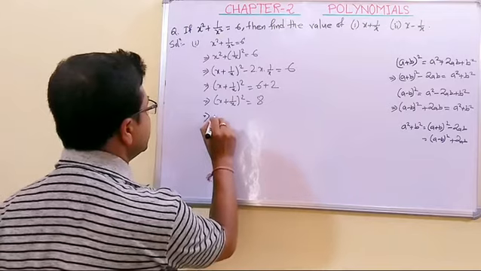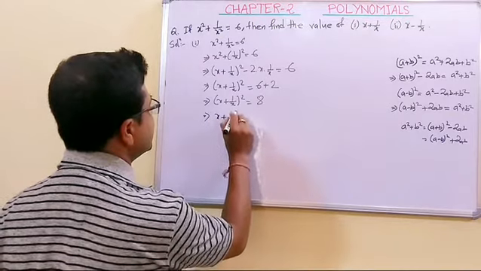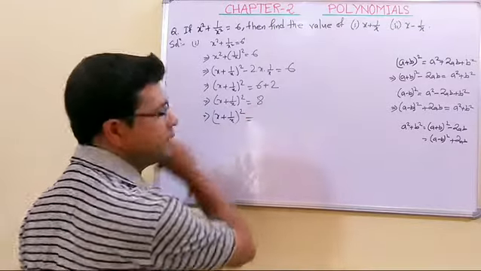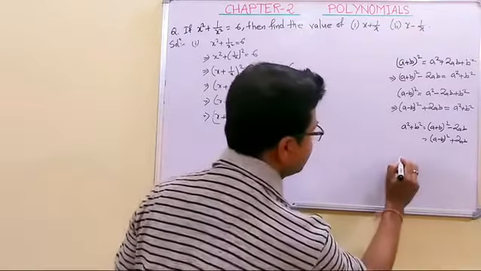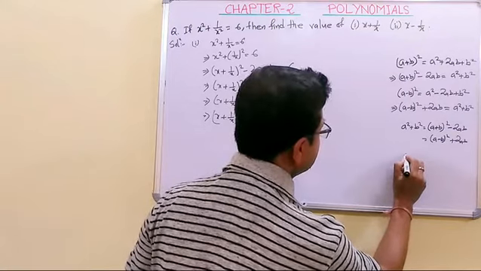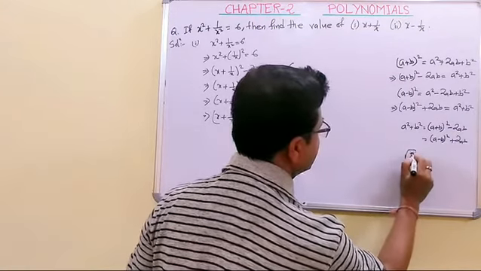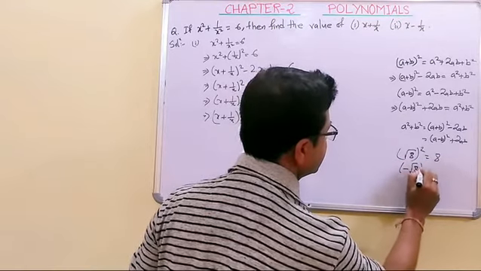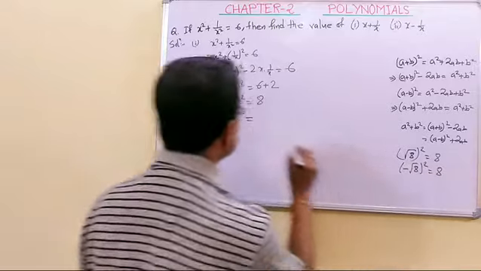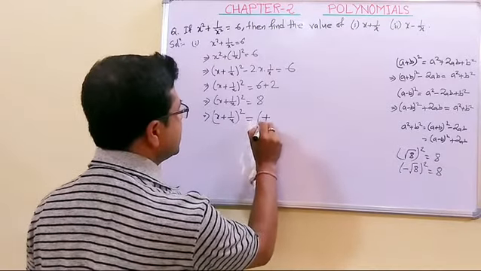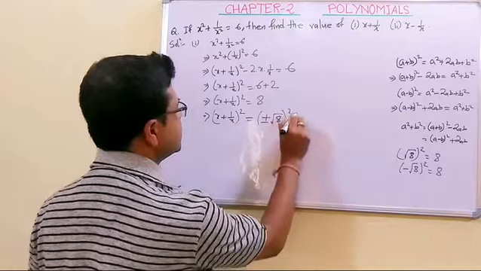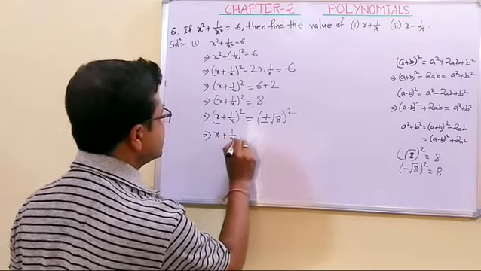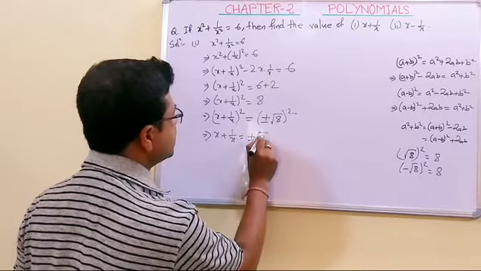Alright. Now x plus 1 by x will be how much? Now square of some number is 8. What is that number? You see, if we write root 8, its square is 8. If we write minus root 8, its square is also 8. Okay, so for that reason we shall write plus minus root over 8 whole square. Let us remove square from both the sides. x plus 1 by x equal to plus minus root 8.